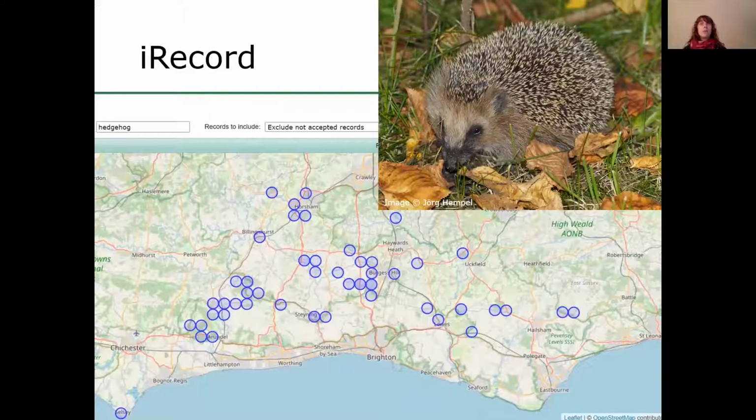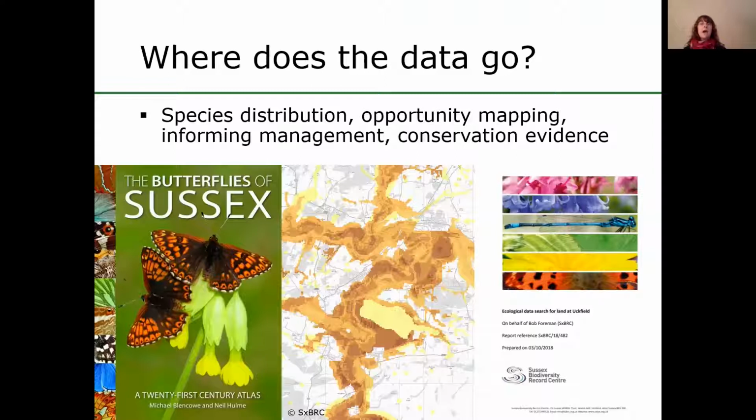So iRecord, this is from my iRecord account. The really nice thing about iRecord is it gives you effectively your own database of what you've seen that you can then go back and look at later. So I could look, for example, at that yellow-legged mining bee and say, well, when do I usually see them? Or I could look at hedgehog and say, well, where have I seen hedgehogs in Sussex? This is where I've seen hedgehogs in Sussex. So that's all really useful information. But because I've submitted it into Sussex Biodiversity Record Centre, other people can see that information too. And that's really important for lots of different reasons.